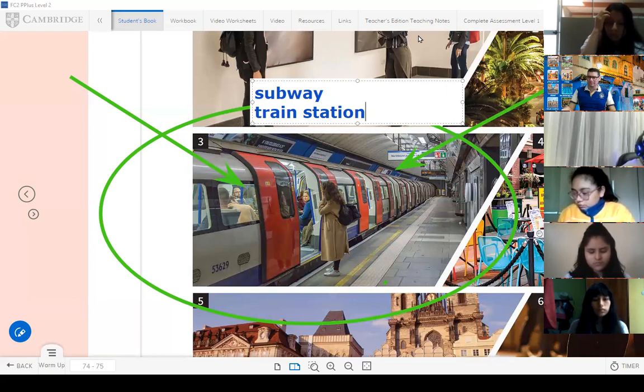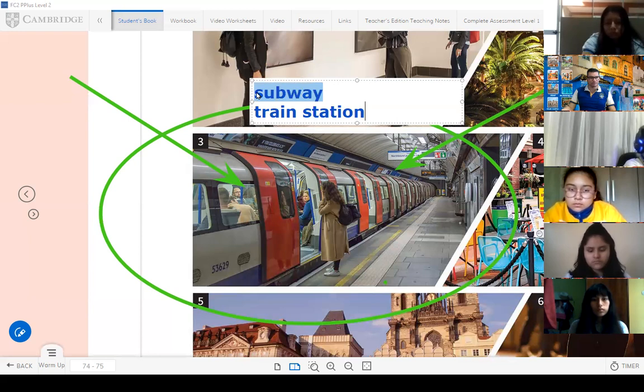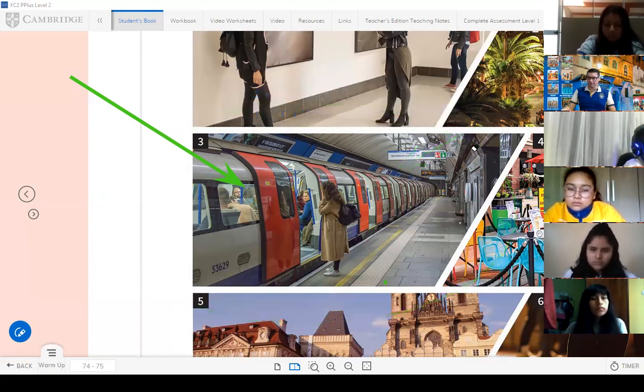Basically, básicamente, pero por lo general cuando se menciona y se hace referencia al subway es porque hablamos de un tren que está de manera subterránea. ¿Ya? Pero a un tren que está sobre la superficie no se le va a llamar subway, ¿no? Se le va a llamar train station, for example, una estación que esté en la parte de la superficie, ¿ya?